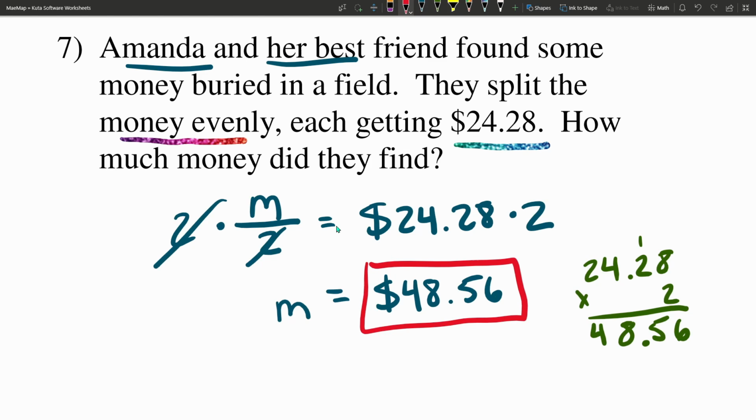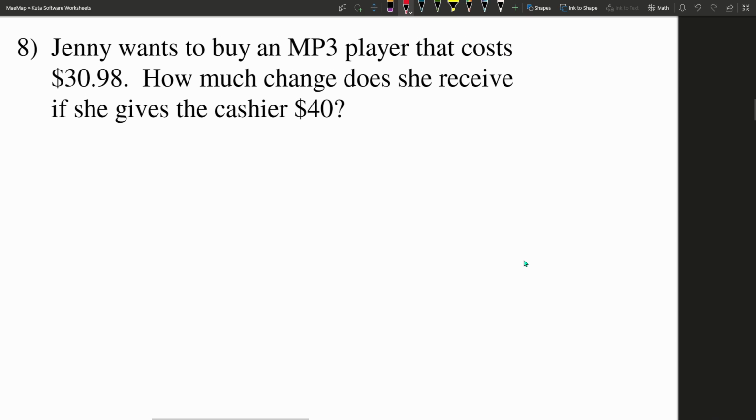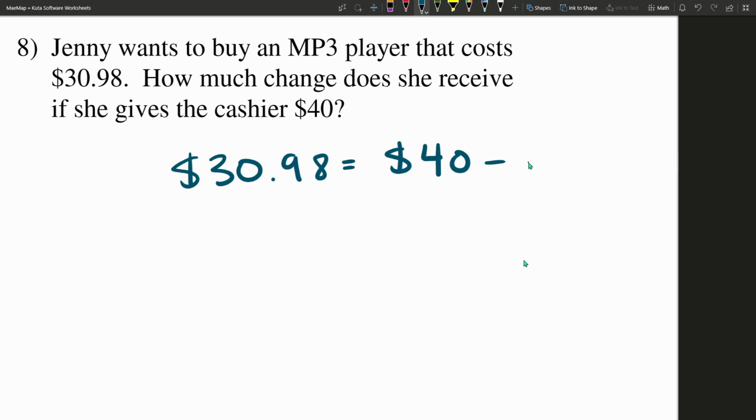Let's move on to the last problem on this page, number 8. Number 8 says that Ginny wants to buy an MP3 player that costs $30.98. How much change does she receive if she gives the cashier $40? So if the total price of the MP3 player is $30.98, that means that cost is going to equal her $40 minus the change she receives, R. $40 minus the change she receives is going to be what the total price of that item was.